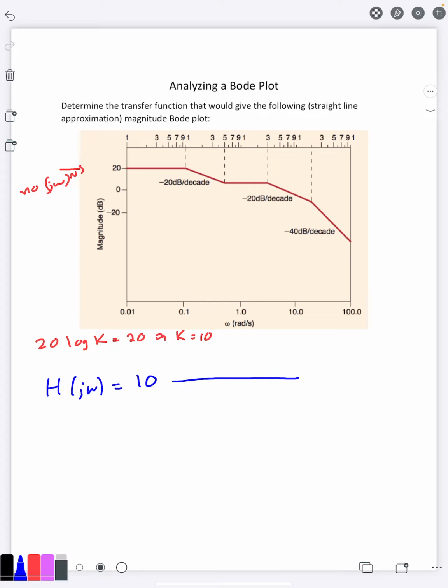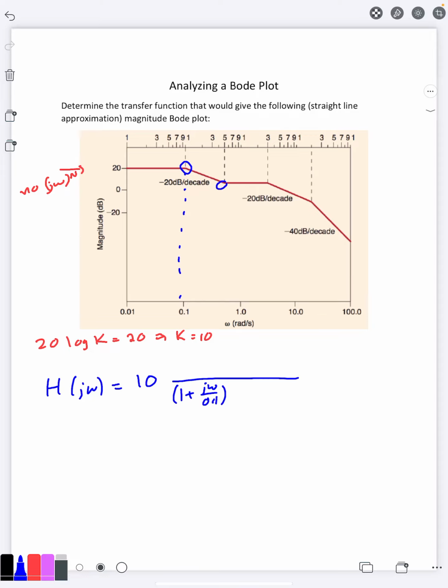And then what I'll do is I'll go to each point where the graph changes, and that tells us the break frequency, and we can figure out what the term's going to be. So the first time it changes is going to be right here. And maybe it's not perfect, but we can assume that's going to happen at a break frequency of 0.1. And we see it goes from flat to a slope of negative 20 decibels. That means our term is going to be on the bottom. And it's going to be 1 plus j omega over the break frequency, so 1 plus j omega over 0.1.